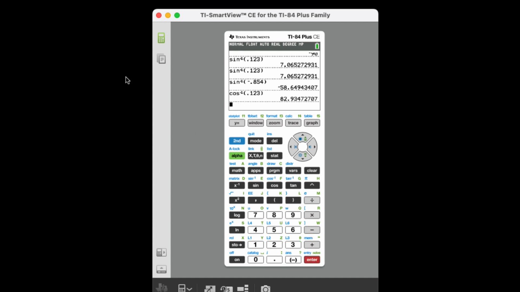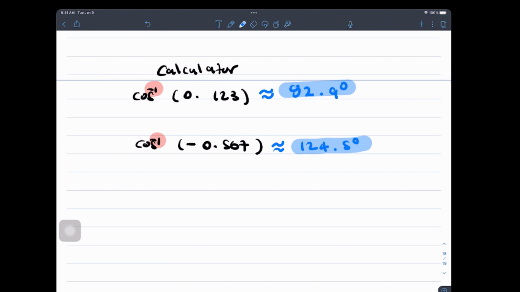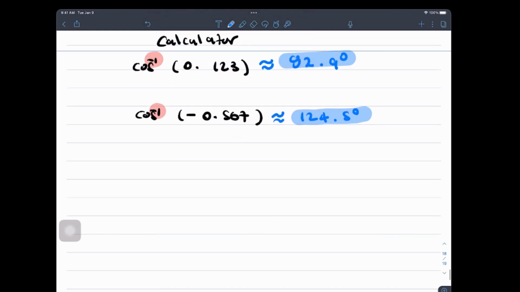These are not special triangles, right? And if you go out to the nearest tenths, remember, this is set to the degree mode. So this is 82 point what? 9 degrees. Second, inverse cosine, negative point what? 567. Close that. What do you guys got? 124 point what? 5 degrees. So for these, again, these are not special triangles.